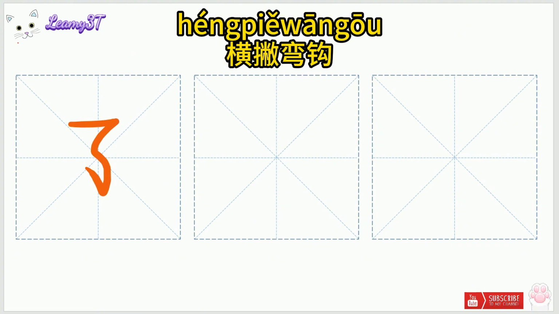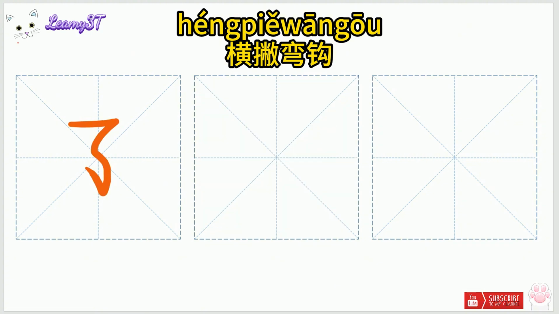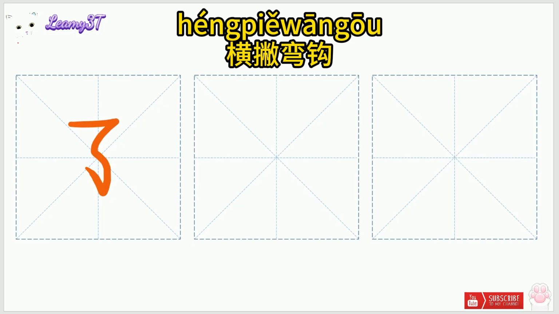This stroke looks a bit like a right ear seen from the front. It is a compound stroke. We learned 横撇 in lesson 2, and we learned 弯钩 in lesson 4. 横撇弯钩 is a combination of the two.